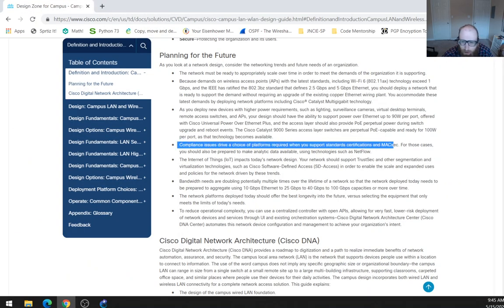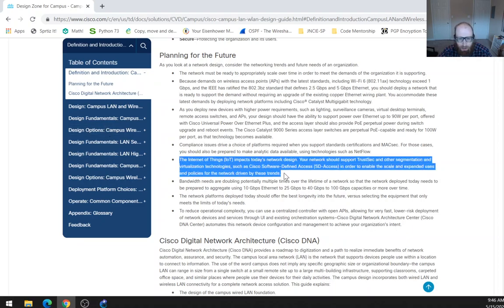Compliance issues drive a choice of platforms required when you support standards, certifications, and MACsec. For those cases, you should also be prepared to make analytic data available using technologies such as NetFlow. The Internet of Things, IoT, impacts today's network design. Your network should support TrustSec and other segmentation and virtualization technologies, such as Cisco Software-Defined Access, SD-Access, in order to enable the scale and expanded uses and policies for the network driven by these trends.